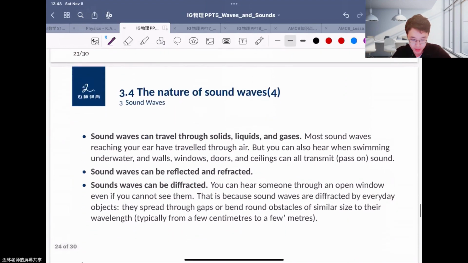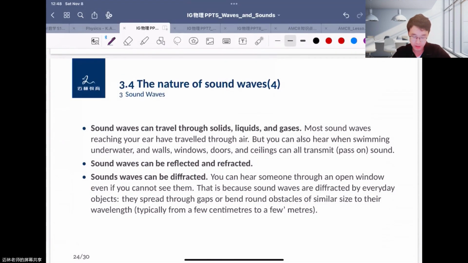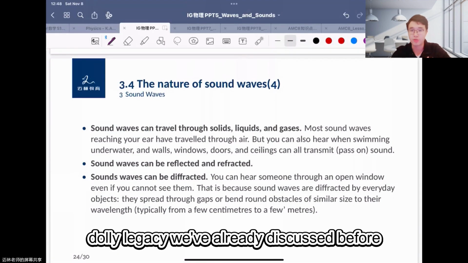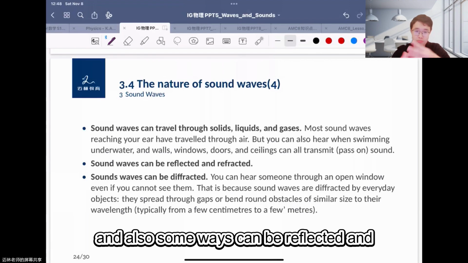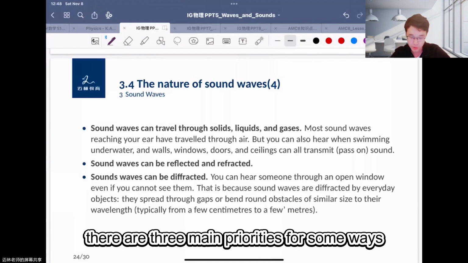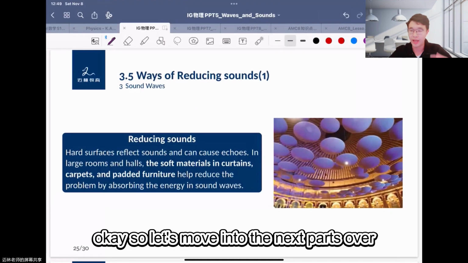Okay. So these are the last three lectures. I think it's very easy for you. So here, sound waves can travel through solid, liquid, and gases, as we have already discussed before. And also sound waves can be reflected and refracted, and also can be diffracted. Okay, there are three main properties for sound waves. Okay, so let's move into the next part.